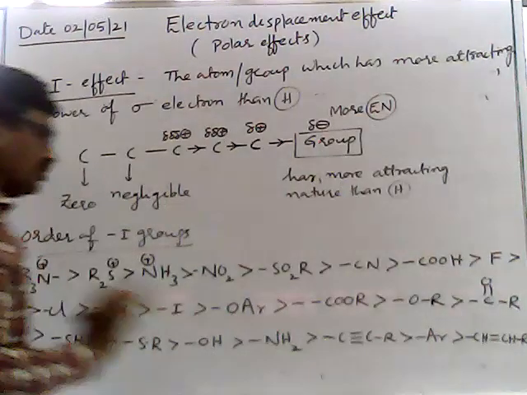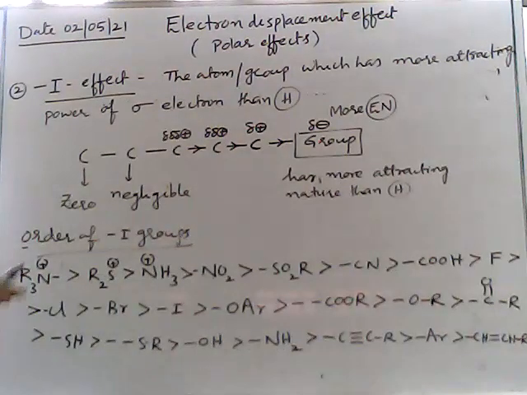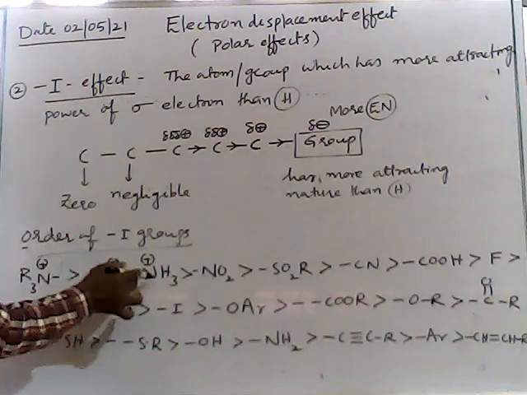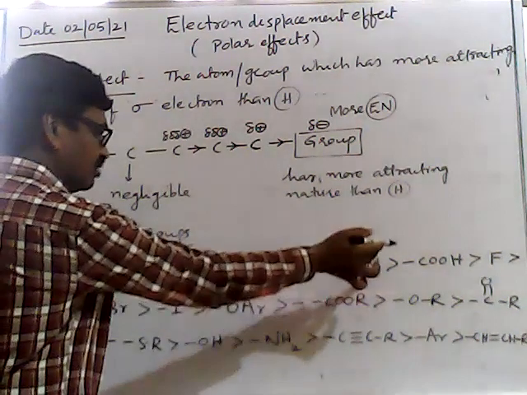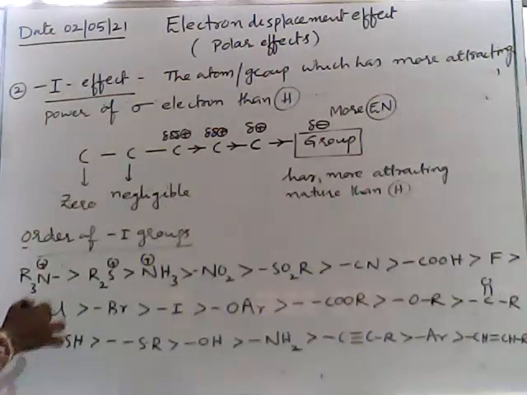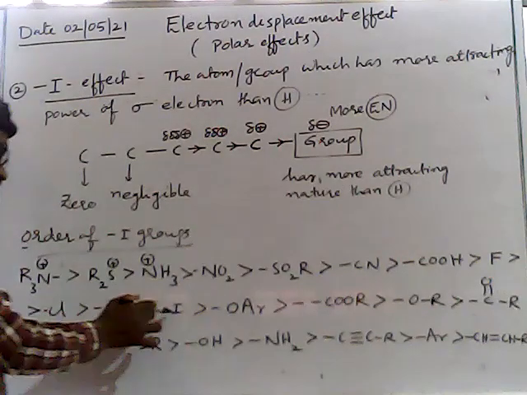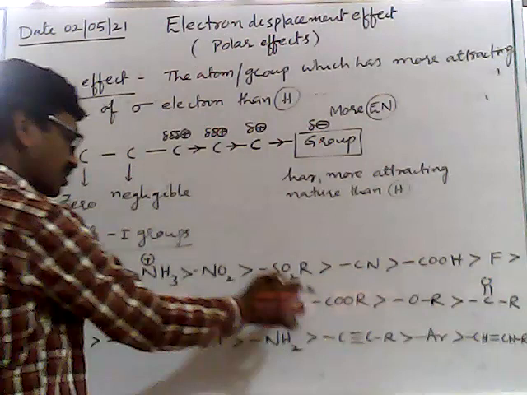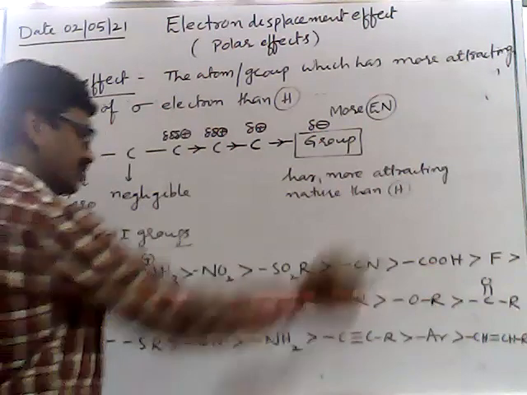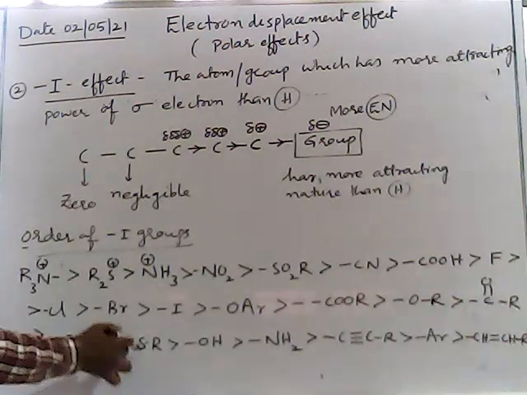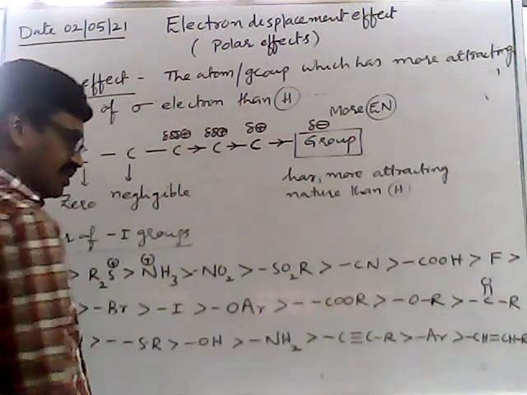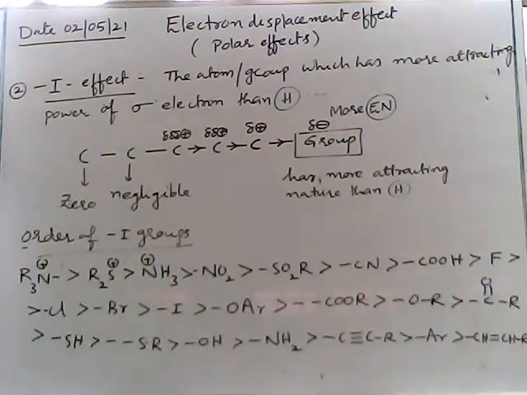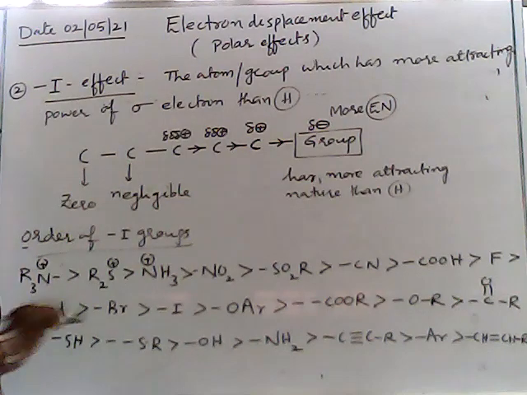So these are different groups. So we have to remember them by heart. Here: R3N, R2S, NH3+, NO2, SO2R, CN, COOH, F, Cl, Br, iodine, OAr, COOR, OR, C double bond O R, SH, SR, OH, NH2, C triple bond C R, Ar, then CH double bond CHR. These are the different groups.